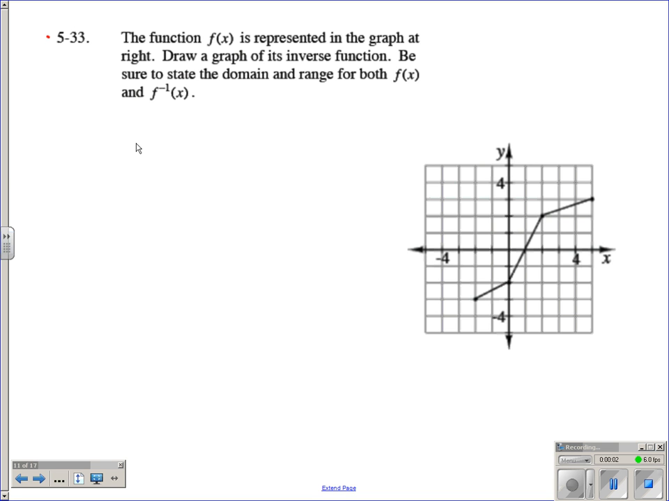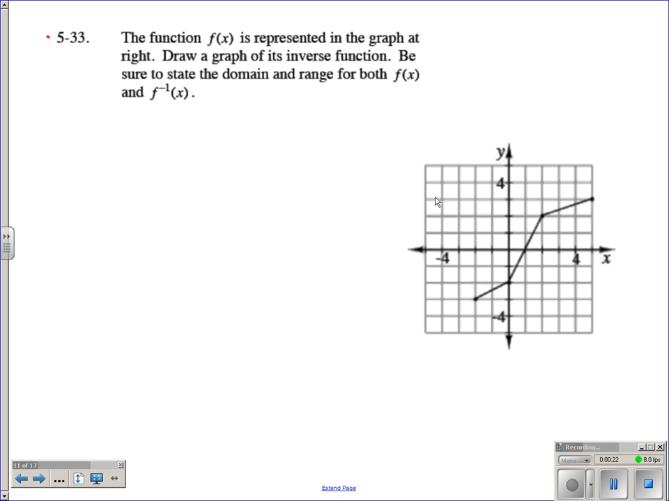Problem 5-33. The function f of x is represented in the graph at right. Draw a graph of its inverse function. Be sure to state the domain and range for both f of x and the inverse of the function f of x.